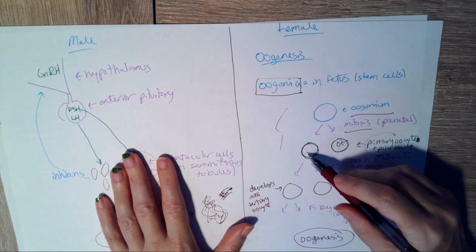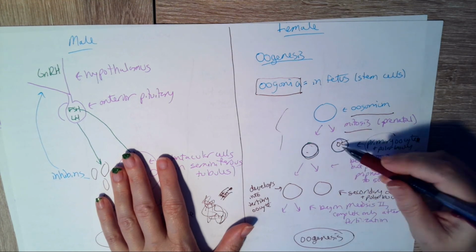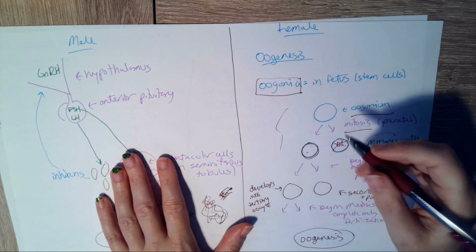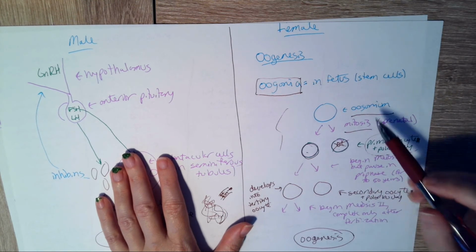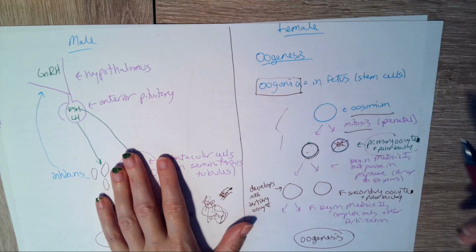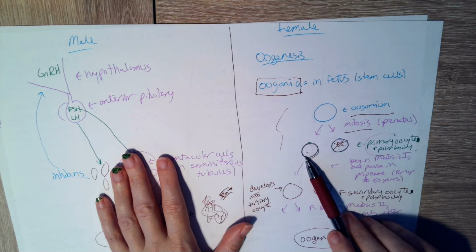It would get the bulk of the cytoplasm. It would get pretty much all the stuff. The polar body is just a throwaway cell. It's just not going to do anything after that. So we're just following the one daughter cell through this. So mitosis here, this is completed before birth.